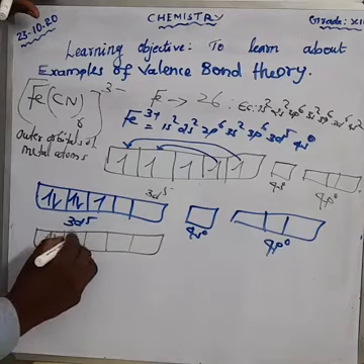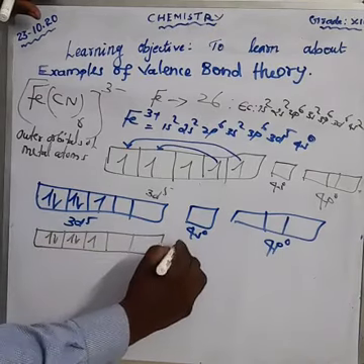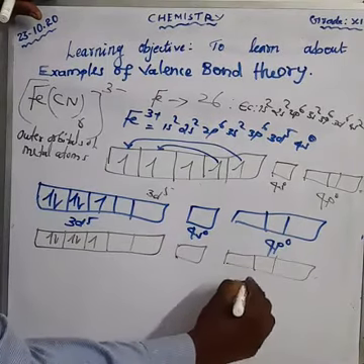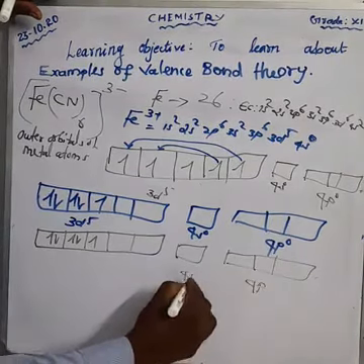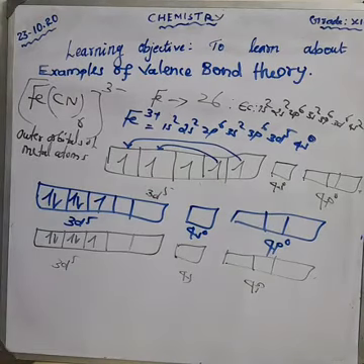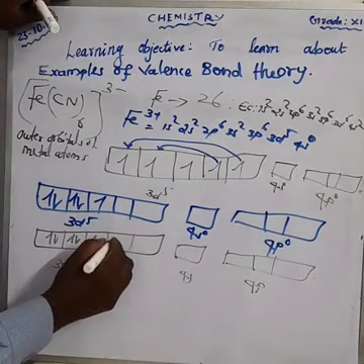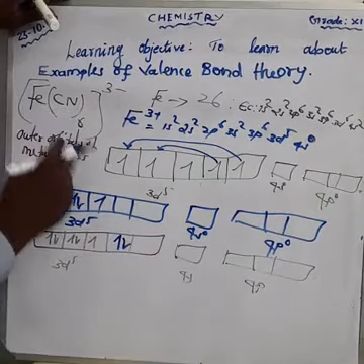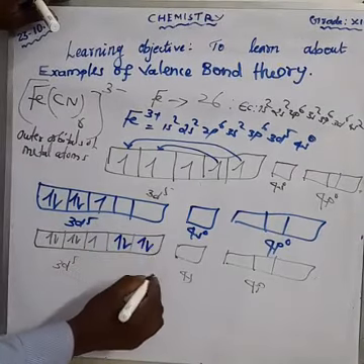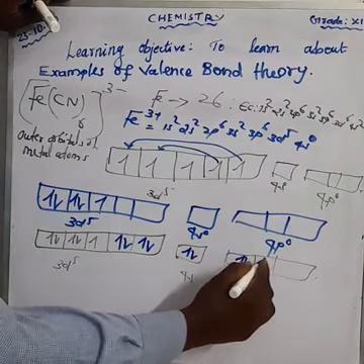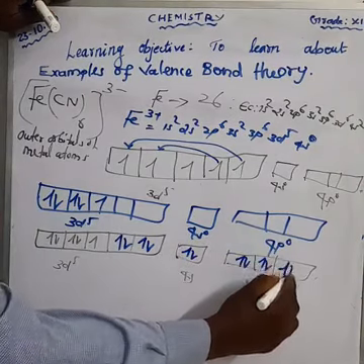One, 2, 3, 4, 5. 4s, 4p, 4p, 4s, 3d5. Okay, here 3d5. Now, what is the configuration? Okay, that is 1 cyano over, 2 cyano over, 3 cyano over, 4 cyano over, 5 cyano over, and 6 cyano is also over.